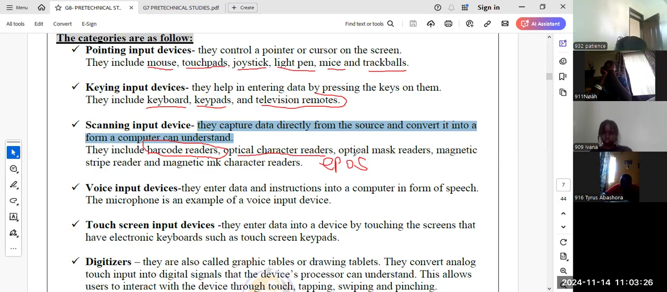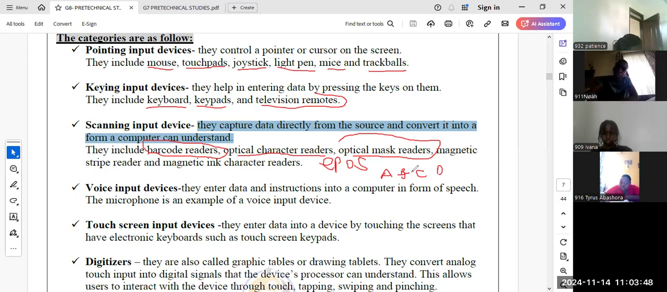We have optical mark readers like the ones used to mark score sheets. Usually we have A, B, C, D. Maybe you selected B as your answer. The optical mark reader identifies the mark that has been struck on B, so it gives you a tick or a wrong. So we have optical mark readers.